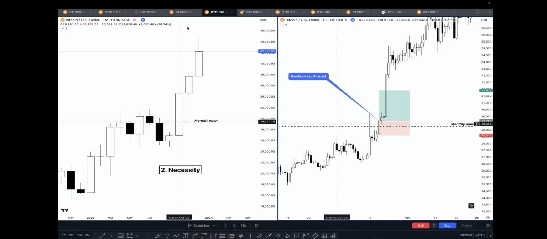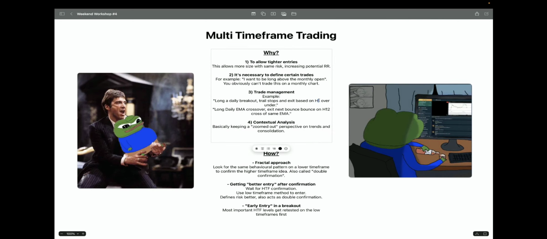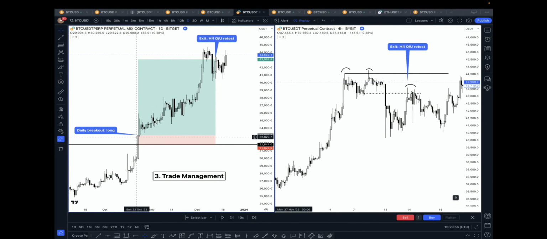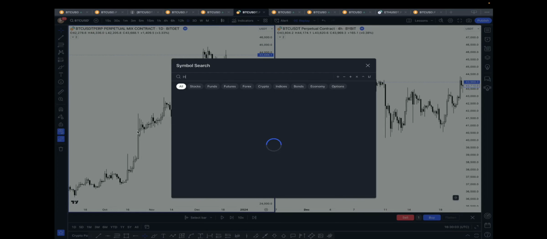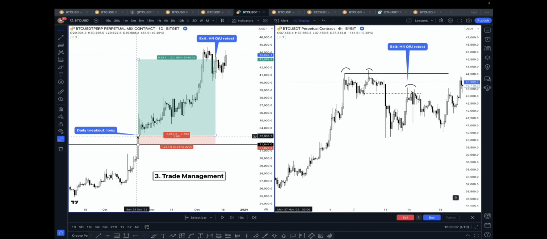Now, I think, if I'm correct, it's 4 hour, yes. Should be 4 hour. Same thing, right? Long a daily breakout. What is that? There's a daily breakout. Okay? So, looking here, daily breakout, and you get long. So you get long on that close.